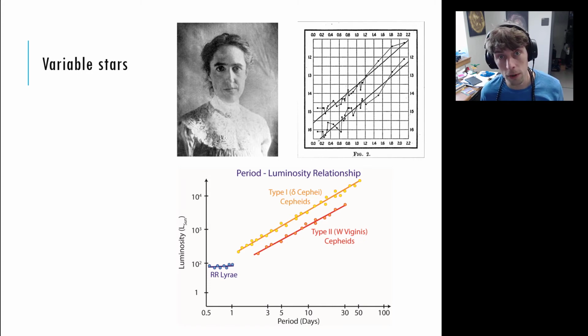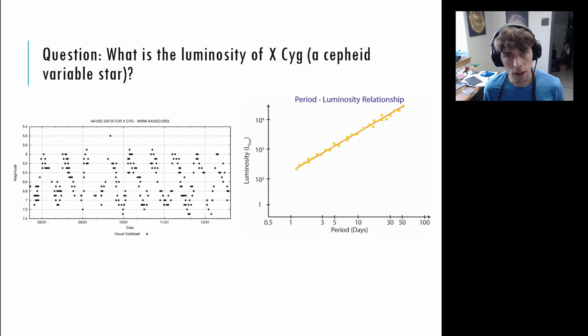The first thing I want to focus on, however, is using the period luminosity relationship to estimate a distance to a star. Okay? You with me? Let's get at it. So here's the question. What is the luminosity of X Cyg?